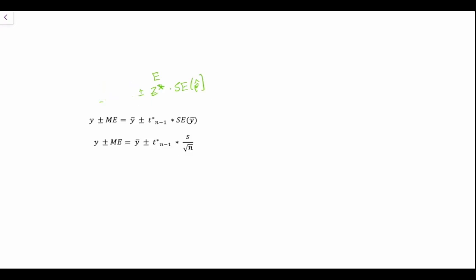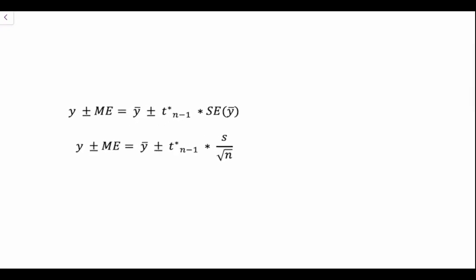Now what you'll see is that we have a little bit different of an equation here. So we just make this a little bit bigger on our screen. So y plus or minus our margin of error is our confidence interval. So this is our new equation for a confidence interval, which is also equal to y bar plus or minus t star at n minus 1 degrees of freedom times our standard error of y bar. So really, this is still our estimate plus or minus our margin of error.